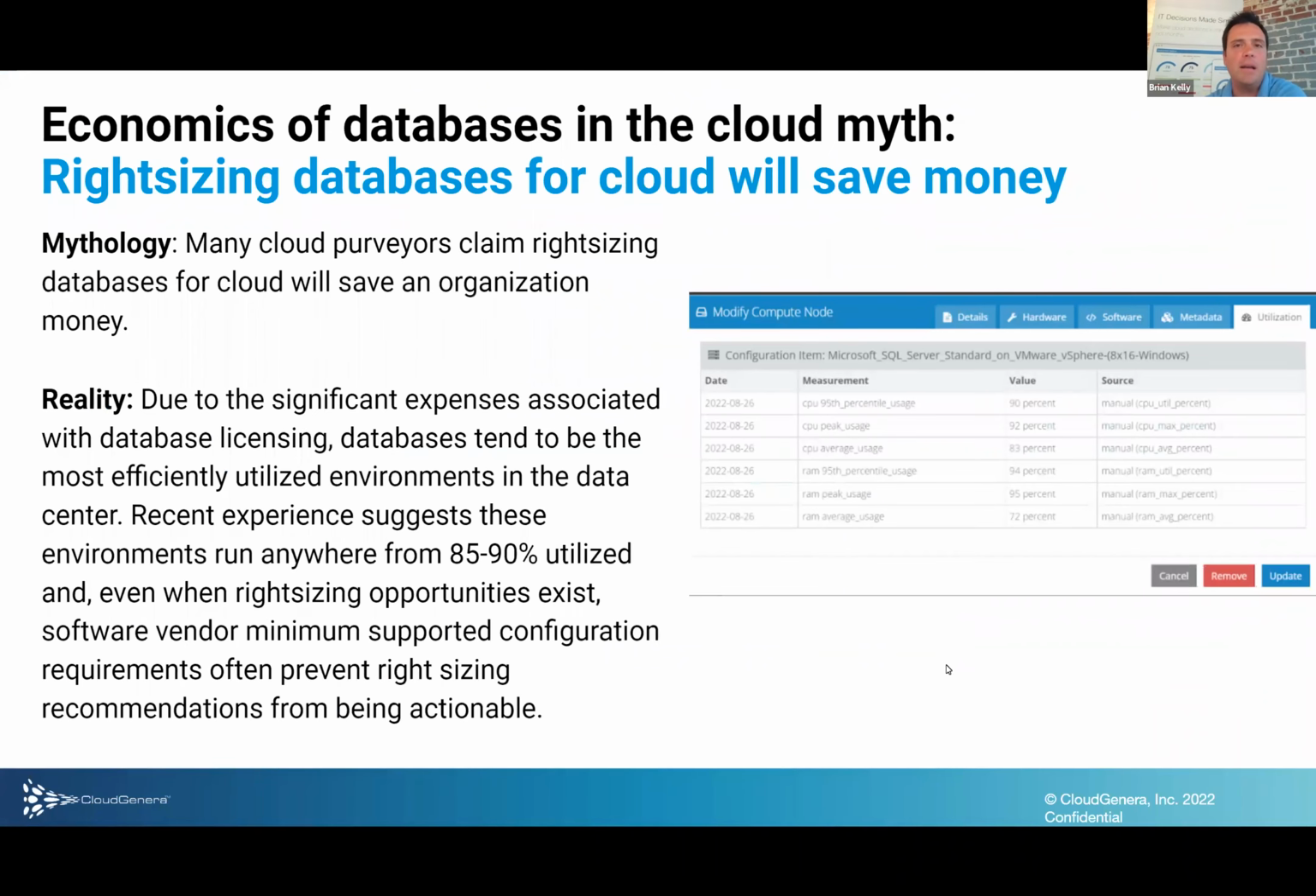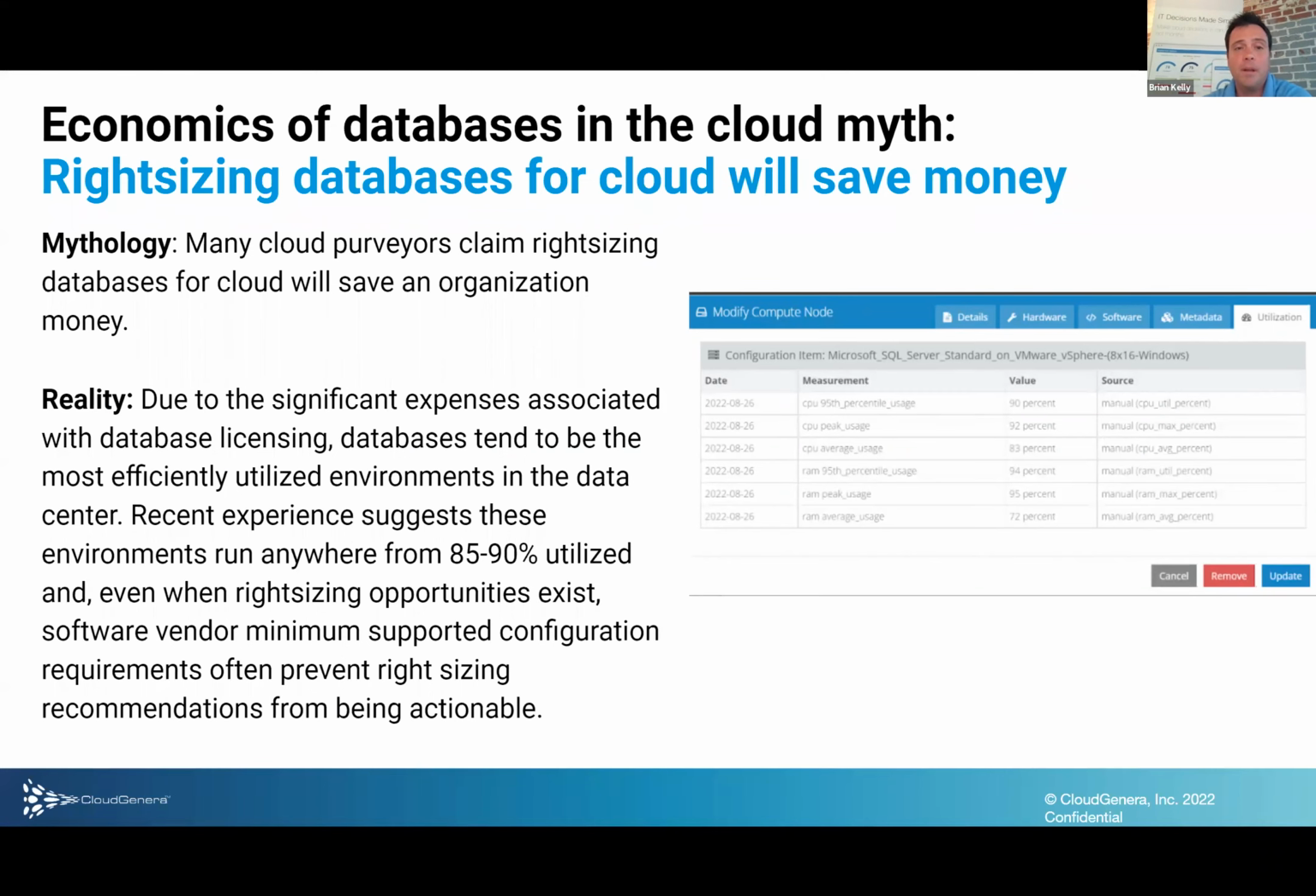Now, let's unpack another cloud myth. Right-sizing databases for cloud will save you money. There are many purveyors of cloud, and we're not focusing just on the cloud providers themselves. They tend to be pretty truthful when you speak to the right knowledgeable person. But many people who are hyping cloud in the ecosystem claim that right-sizing databases for cloud is going to save an organization money. Here's a reality.